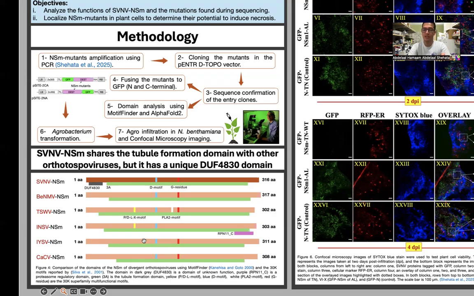As I mentioned, they have a different advantage, or basically a different function, over the other 30K superfamily. However, there was one domain that was unique to SVNV, and it's called DUF, which stands for domain of unknown function. This is very interesting, and we will talk about it today. So this is how the domains of SVNV looked compared to other orthotospoviruses.